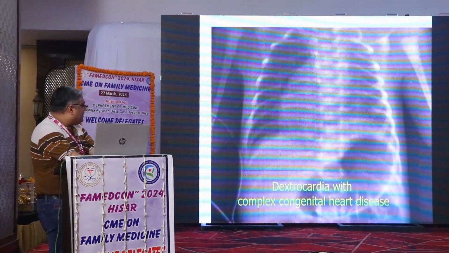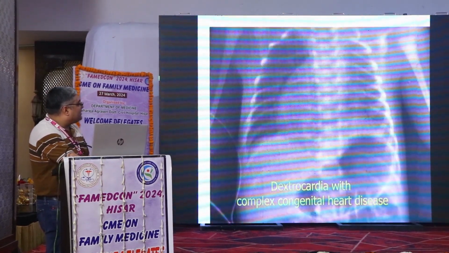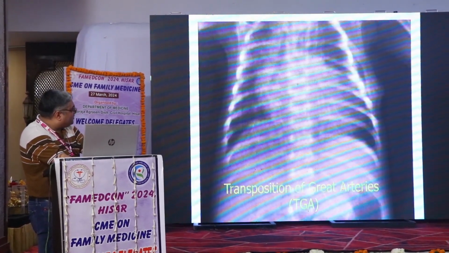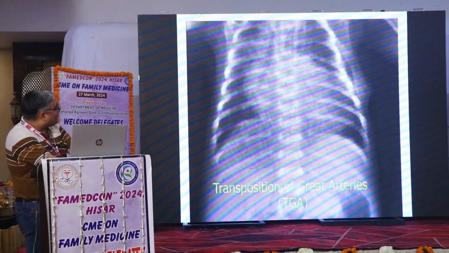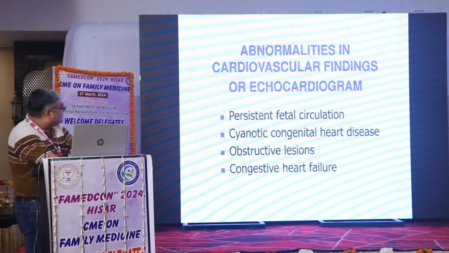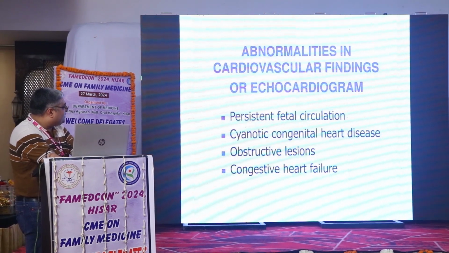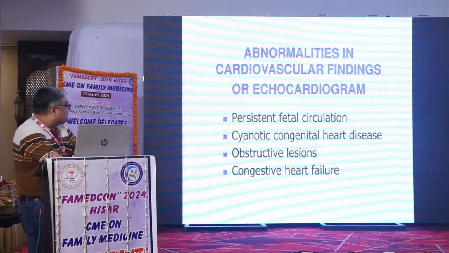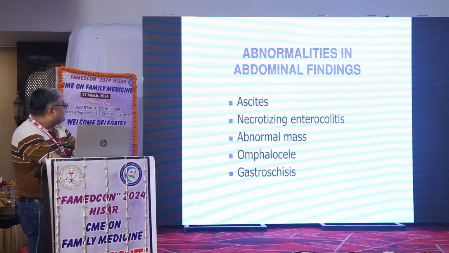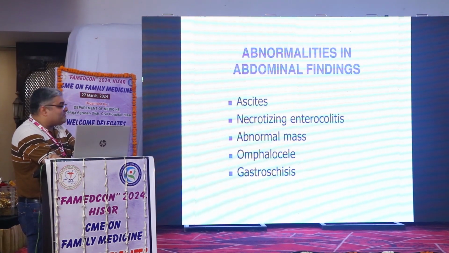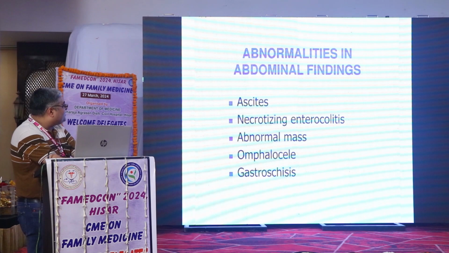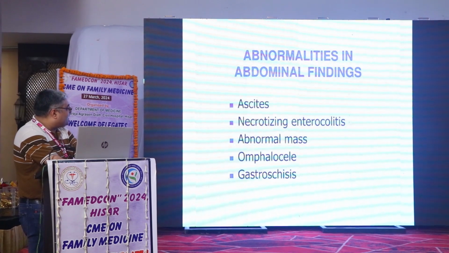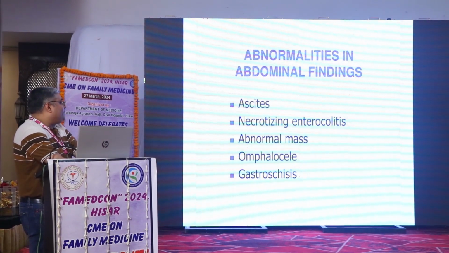See this heart defect, dextrocardia with congenital heart disease, can present with respiratory distress. That's right, this ECG with a typical appearance on the X-ray. So abnormal perfusion: congenital heart disease with persistent fetal circulation, cyanotic congenital heart disease, obstructive congenital heart diseases and congestive cardiac failure. These are abdominal findings: babies with ascites can present with respiratory distress, babies with necrotizing enterocolitis, any abdominal mass, omphalocele, gastroschisis. Out of them, most commonly we see NEC only.